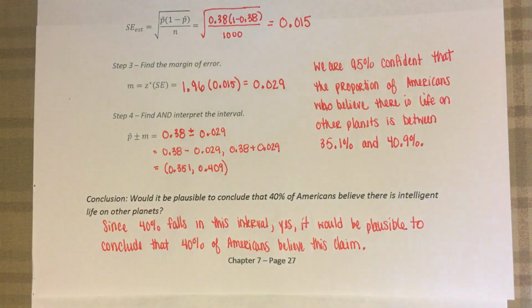So as we did in example 2, once we have our confidence interval based on the values that we have for our interval and the question that we're being asked, we can answer an additional question above and beyond our interpretation.